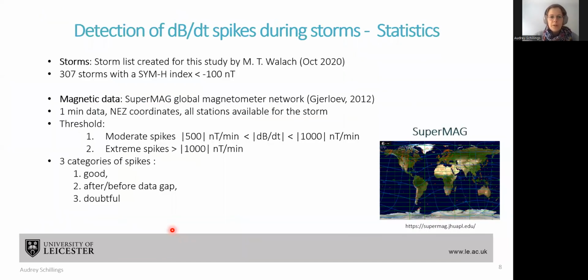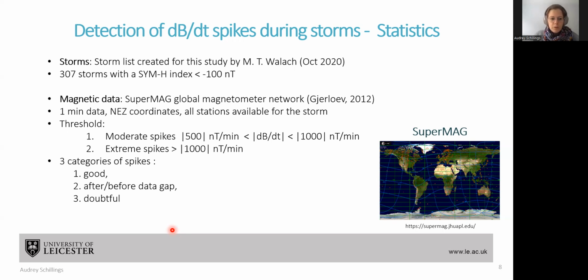First of all, we started with a statistical study for finding dB/dt spikes during storms. How did we do it? We took a list that was created by Maria Walach from her algorithm. In this list, we took all the storms that had the SYM-H index below minus 100 nanotesla, and then for these storms, we went to the magnetic data, to SuperMAG, and we took 1 minute data, because 1 second data is way too much space and takes too long to download. This study also covered 40 years.